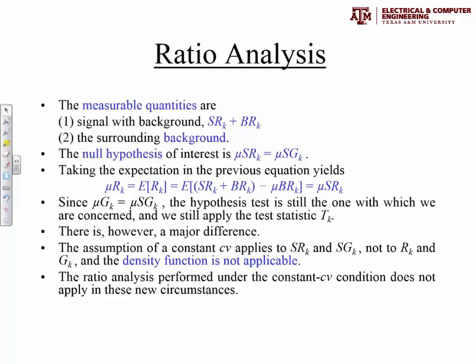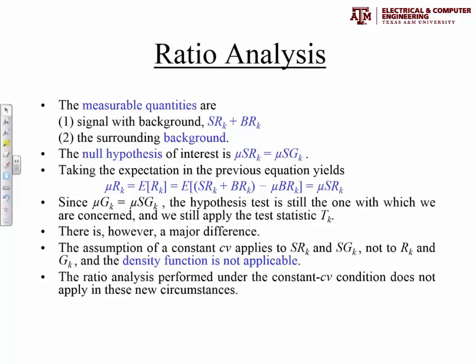So taking the expectation in that earlier equation yields that the mean of the red is the expected value of the actual signal at the kth spot. So you do the expectation operator and you get the mean of the original signal. Similarly you can show that the mean of the green signal measured at the kth spot will be the same as the actual signal that you're interested in measuring at the kth spot. So the hypothesis test is still the one with which we are concerned, that is equality of means, and we can still apply the ratio test statistic TK.